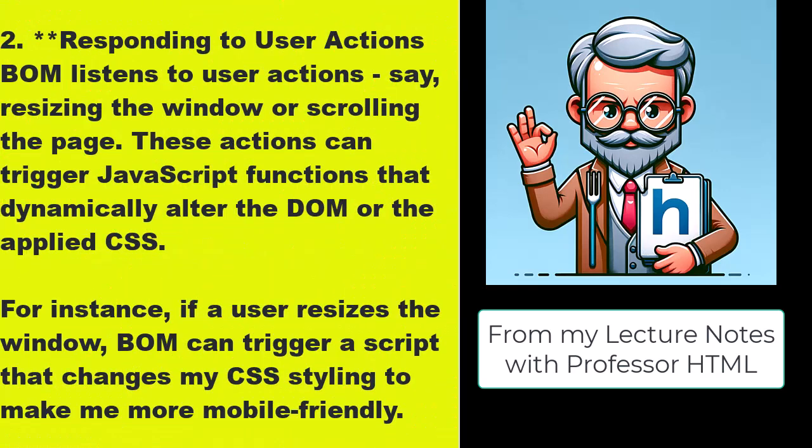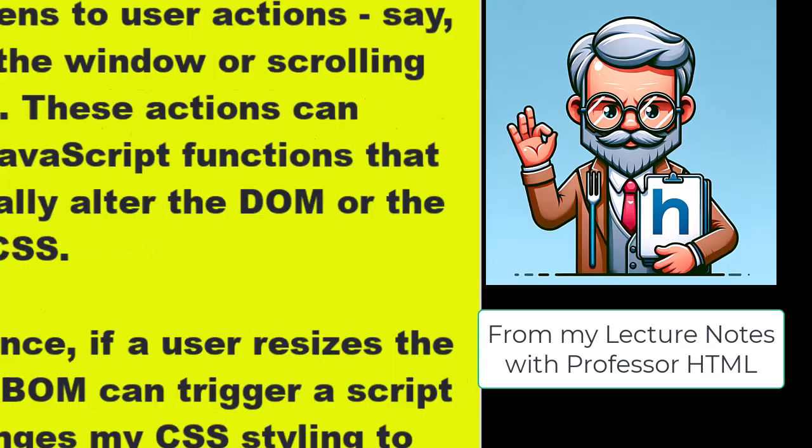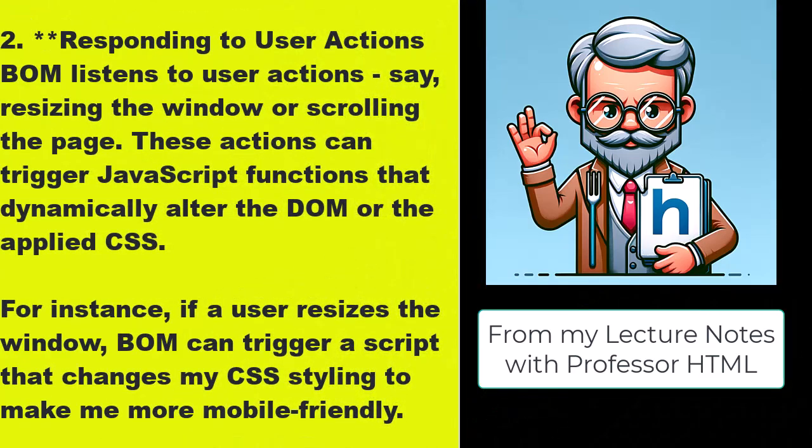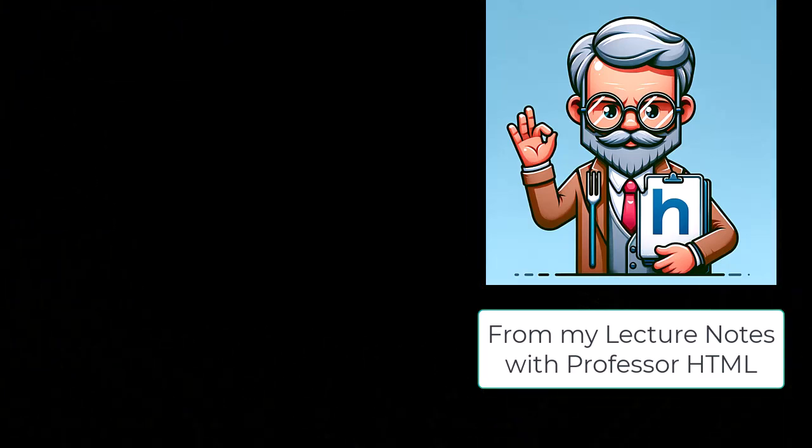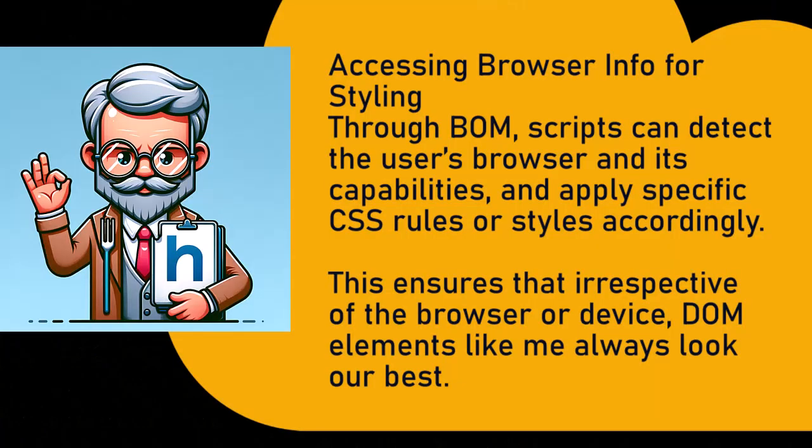2. Responding to user actions. BOM listens to user actions, say resizing the window or scrolling the page. These actions can trigger JavaScript functions that dynamically alter the DOM or the applied CSS. For instance, if a user resizes the window, BOM can trigger a script that changes my CSS styling to make me more mobile-friendly.